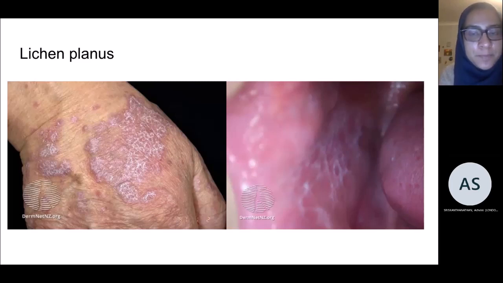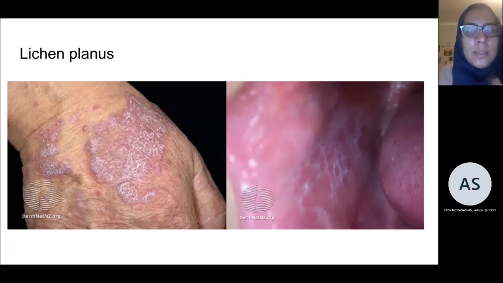What you also might find with lichen planus is this kind of white lacy network, or this white lace pattern that you find in mucosal areas. So, for example, in the mouth, and that's what is known as Wickham's striae. Wickham's striae is associated with other conditions as well, but one of the big ones is lichen planus.